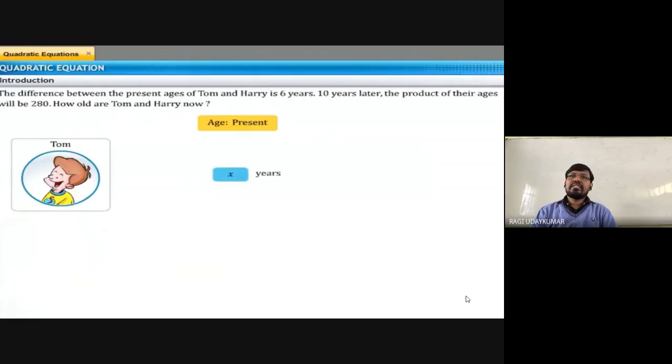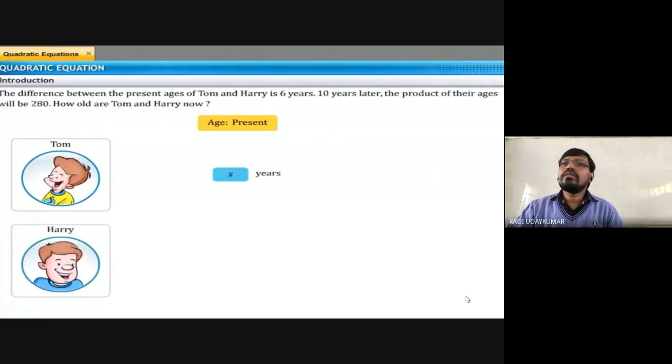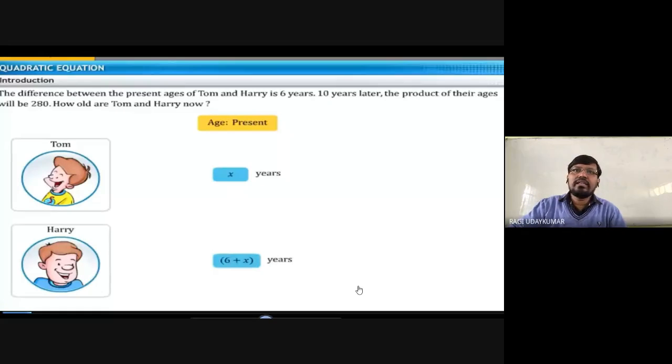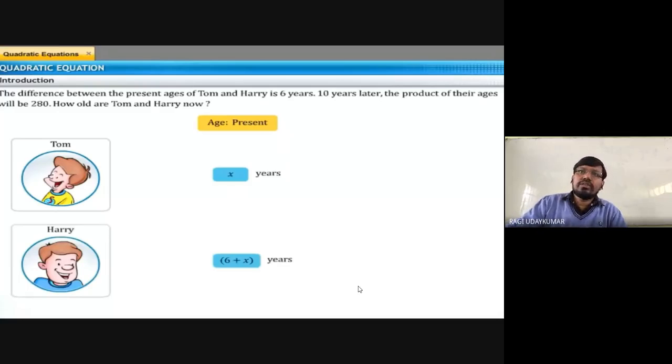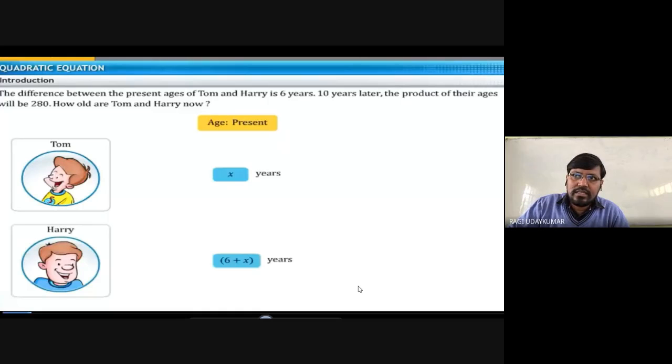Read the question properly here. The difference between the present ages of Tom and Harry is 6 years. 10 years later, the product of their ages is 280. This is the problem that is taken into consideration. So how old are Tom and Harry now?